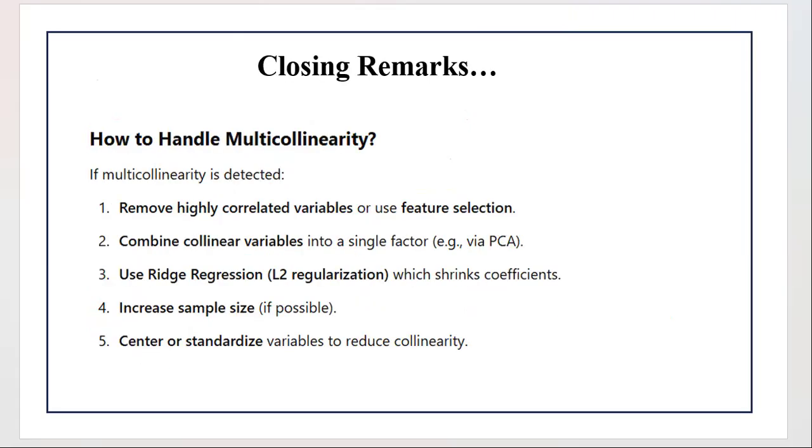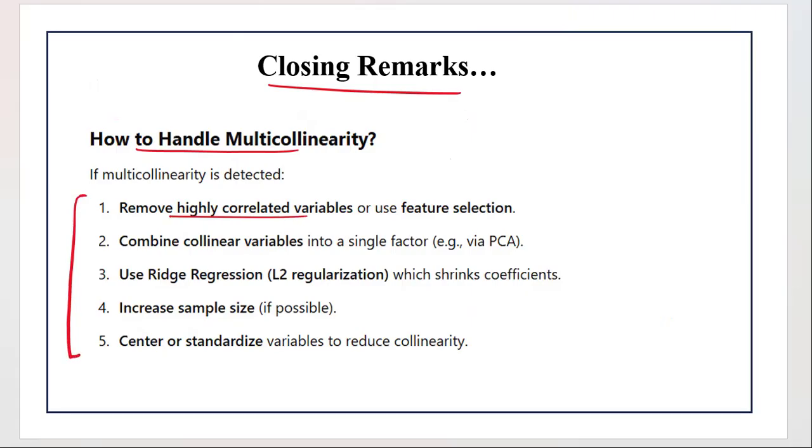And finally, closing remarks: how to handle multicollinearity. So far we have discussed the concept, the consequences, the problems associated, and how to detect it. The final thing we have to know is how to handle multicollinearity. If multicollinearity is present, what should you do? There are these 5 steps that you can follow.